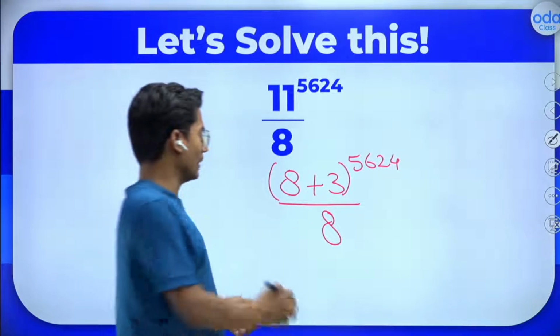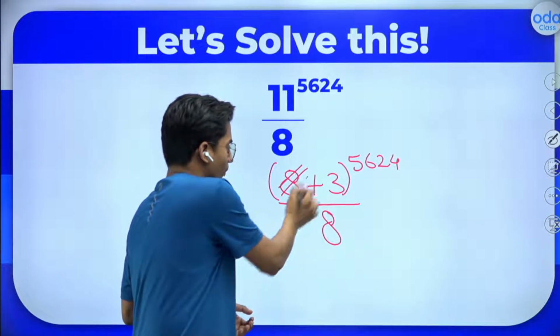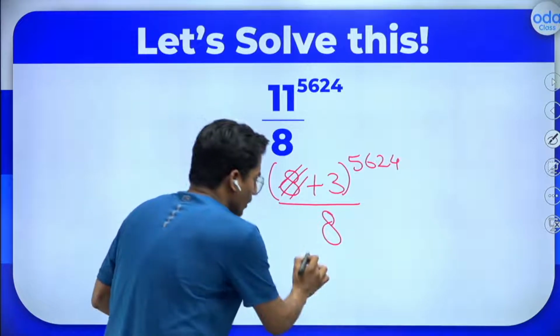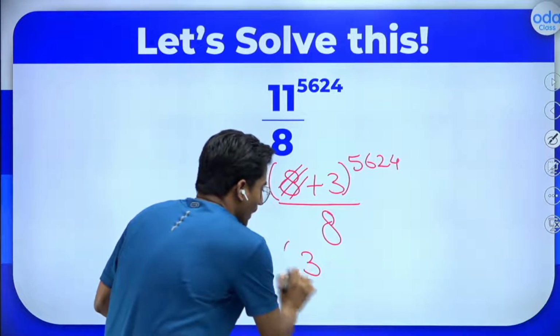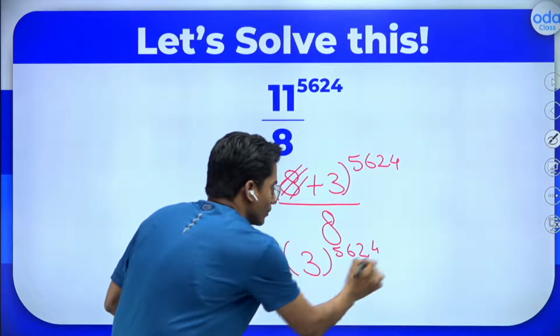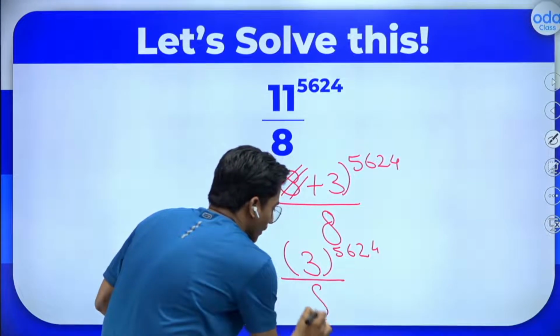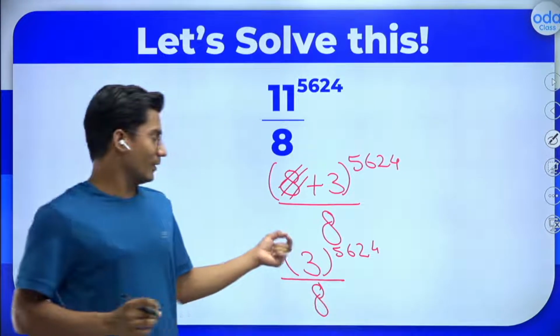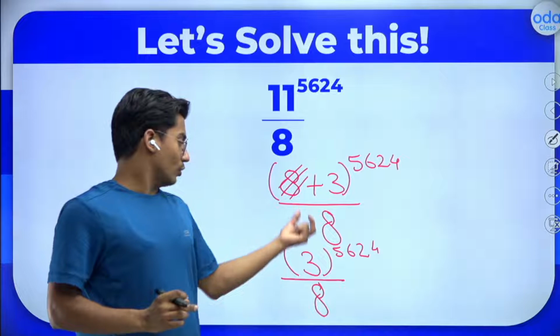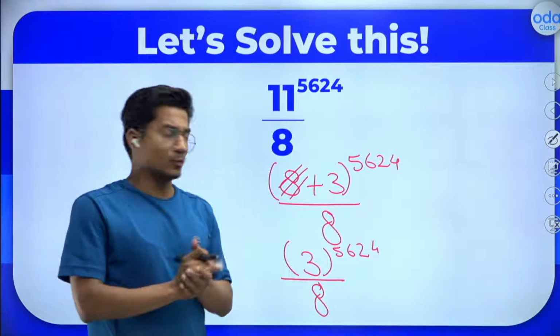That we need to remember, right? So forget this part. If we forget this part, what are we going to have? We will be having 3 exponent 5624 divided by 8. So we have got this as the exponent, right?